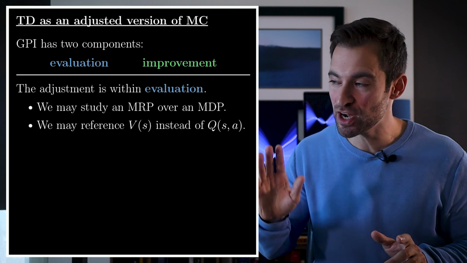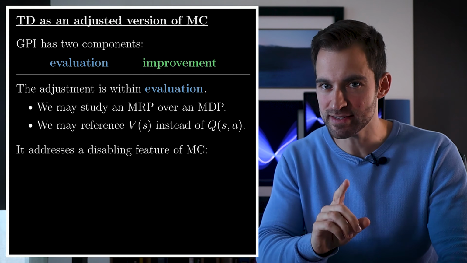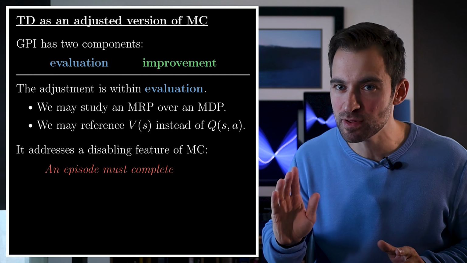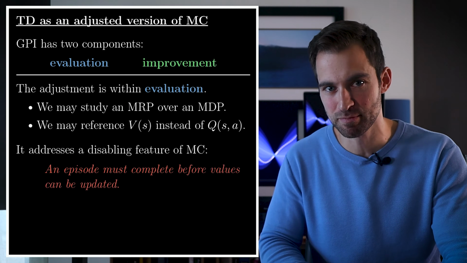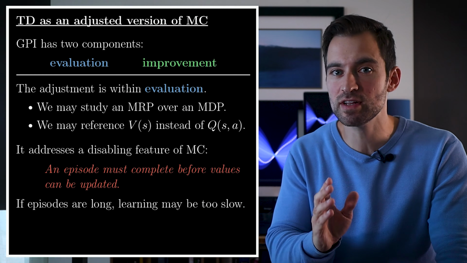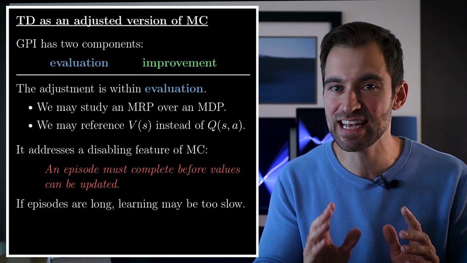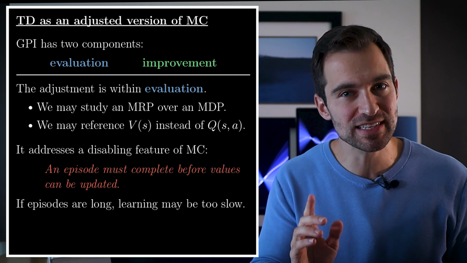Okay, the adjustment addresses a disabling feature of Monte Carlo. That is, an episode must complete before values can be updated. And that's a problem. If episodes are long, learning can be really slow. That's because the transitions and rewards within an episode contain useful information, which MC delays learning from.